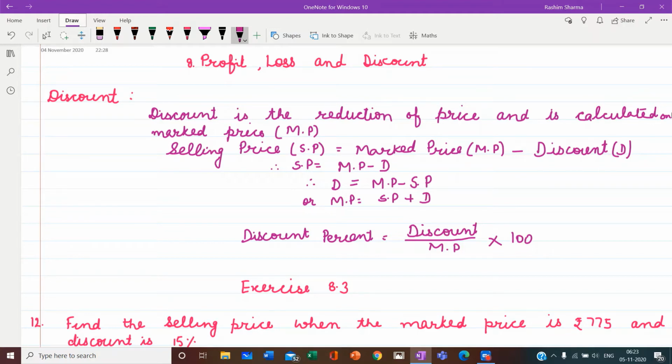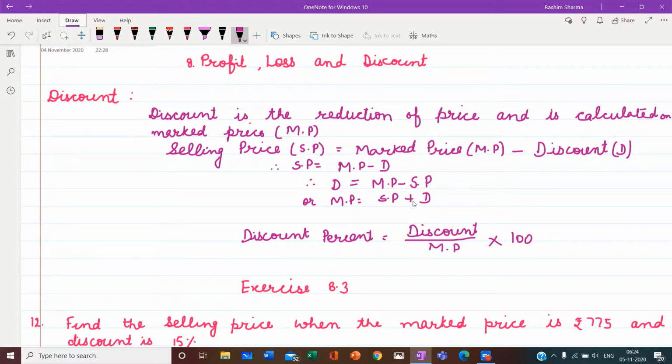When we have to calculate selling price, it is written as SP. We take mark price minus discount. Okay, so SP is equal to MP minus discount D. So if we have to calculate discount from here, then we take discount to the other side and SP will come to right hand side. So discount becomes as MP minus SP, means market price minus selling price. Same way we can calculate market price also from here. Market price is equal to selling price plus discount.